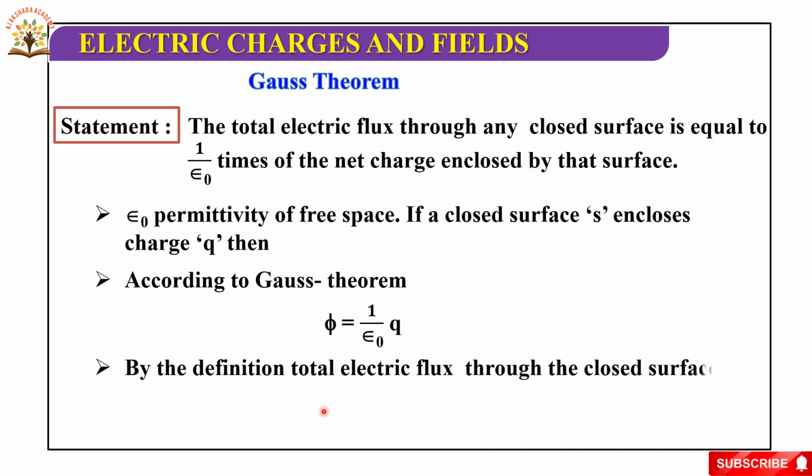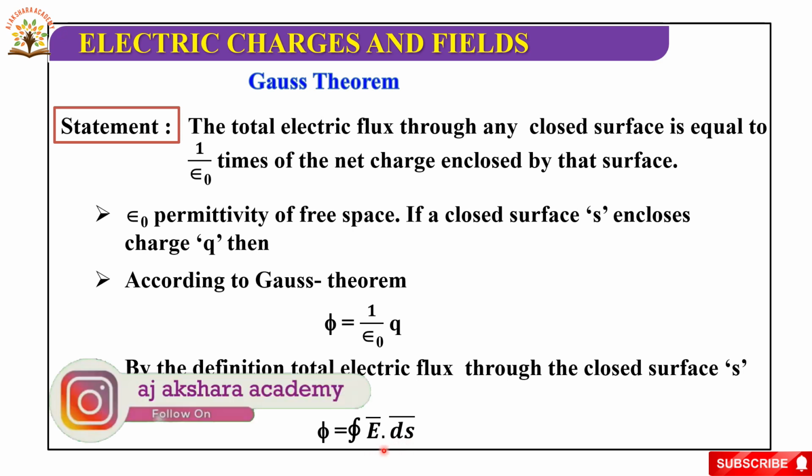By the definition, total electric flux through the closed surface S is given by flux phi is equal to the integral of E dot ds, the closed surface integral of E dot ds.